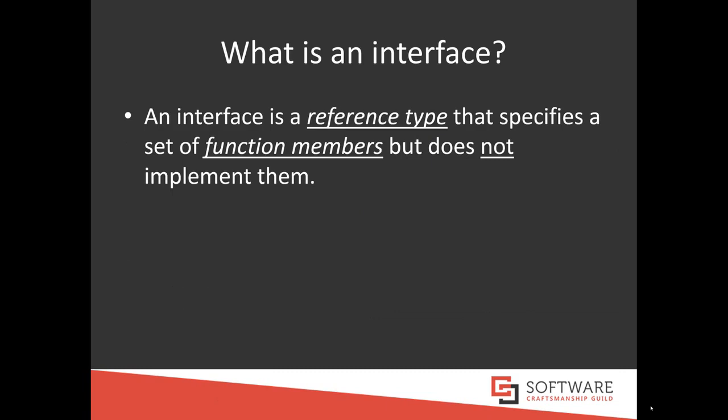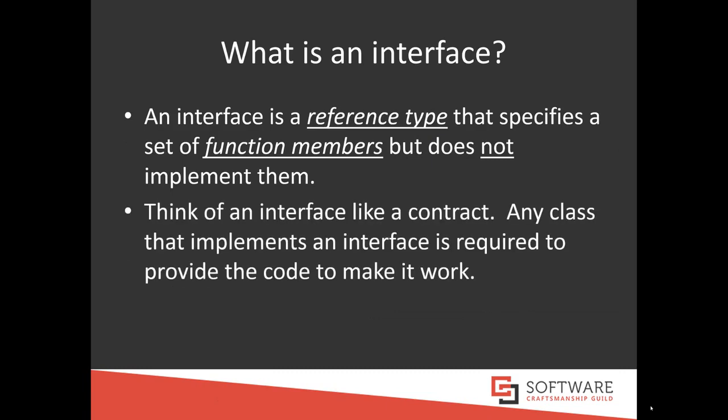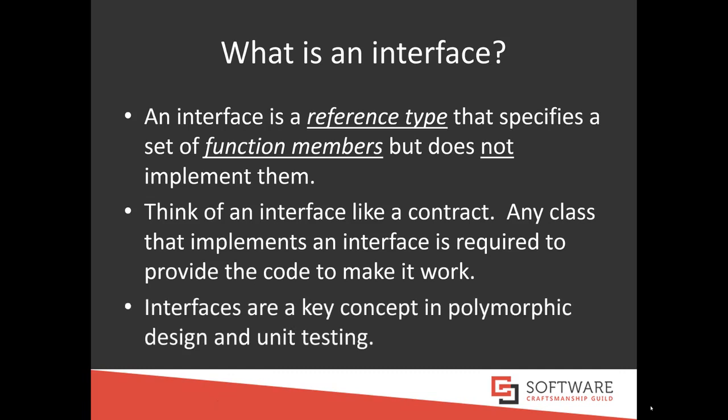An interface is a reference type that specifies a set of function members but does not implement them. It is an empty method signature. Think of an interface like a contract. Any class that you create that implements, that's a key word, implement, an interface is required to provide the code for the methods to make it work. Interfaces are a key concept in polymorphic design and unit testing.